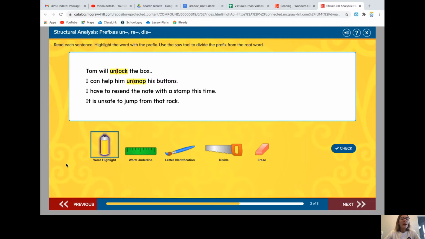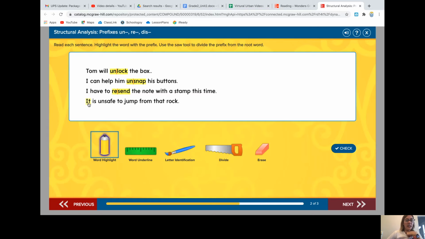Next one. I have to resend the note with a stamp this time. What's the word with the prefix? Resend. Very good. And the root word versus the prefix? Re is the prefix and send is the root word. So what does resend mean, boys and girls? It means to send again.